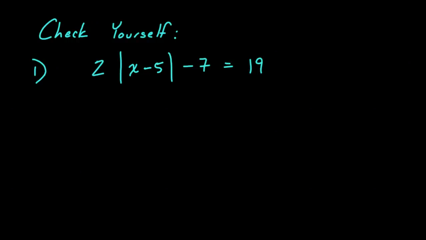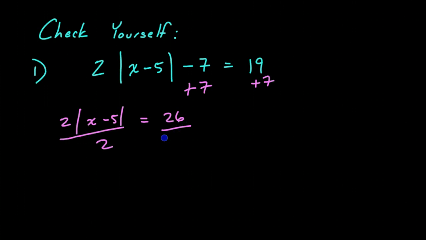Alright, so you should have tried them. Let's go ahead and see if we were right. You guys should have added 7 to both sides. So we get 2 times the absolute value of x minus 5 equals 26. Divide each side by 2 to get that absolute value all by itself. You get the absolute value of x minus 5 equals 13.